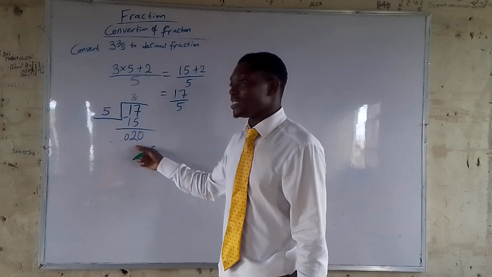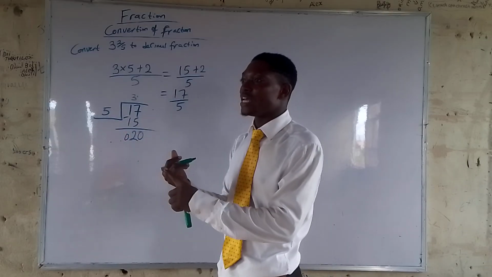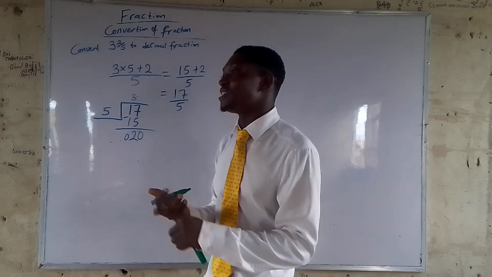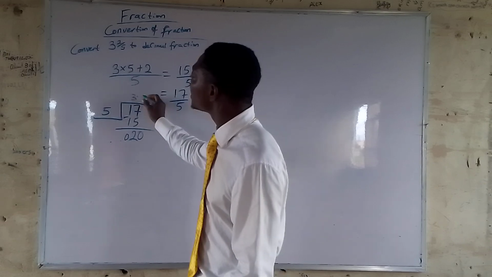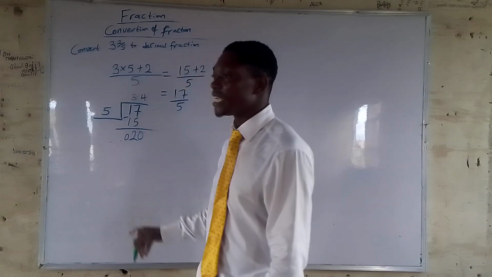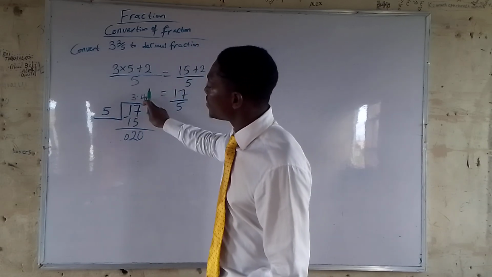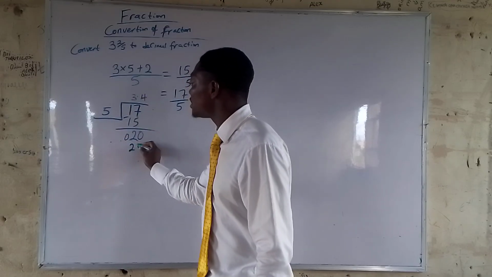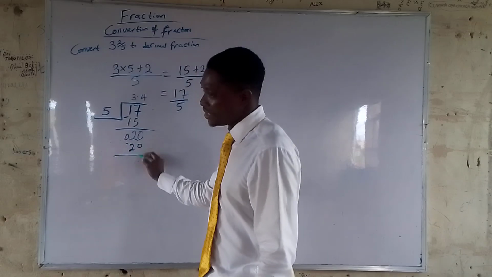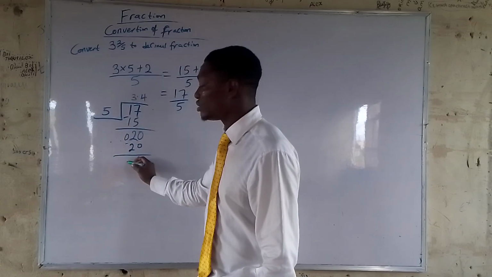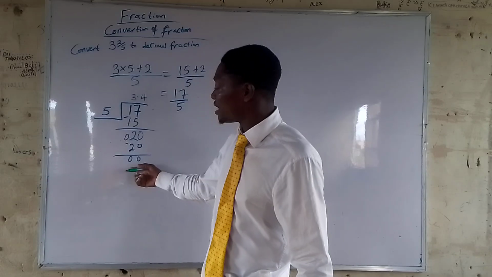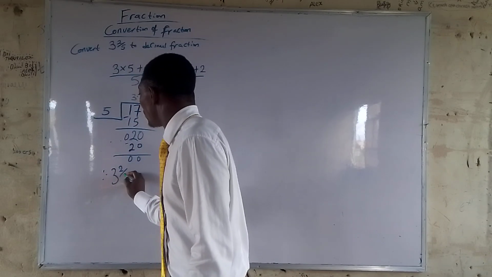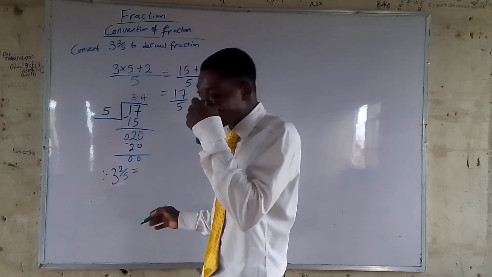5 can divide 20. So let's continue. 5 times 1 is 5. 5 times 2 is 10. 5 times 3 is 15. 5 times 4 is 20. That shows that 5 can divide 20 four times. So 5 times 4 is 20. And subtract it. 0 minus 0 is 0. 2 minus 2 is 0. Once you get 0, that shows the division is complete.